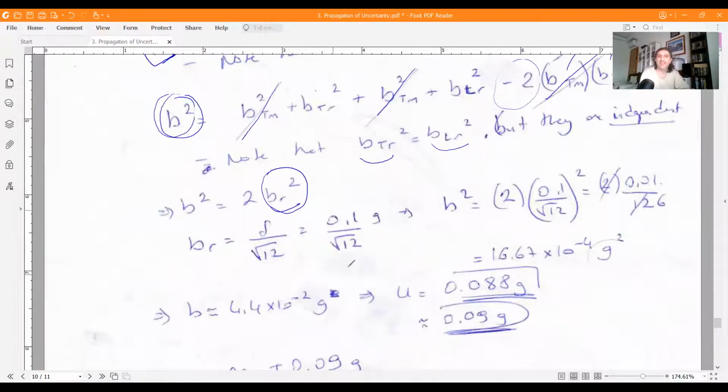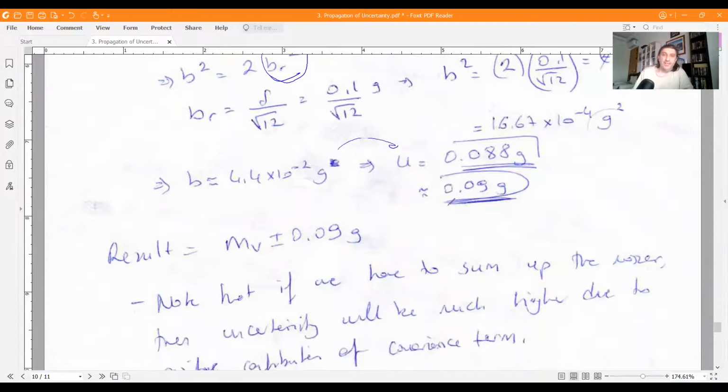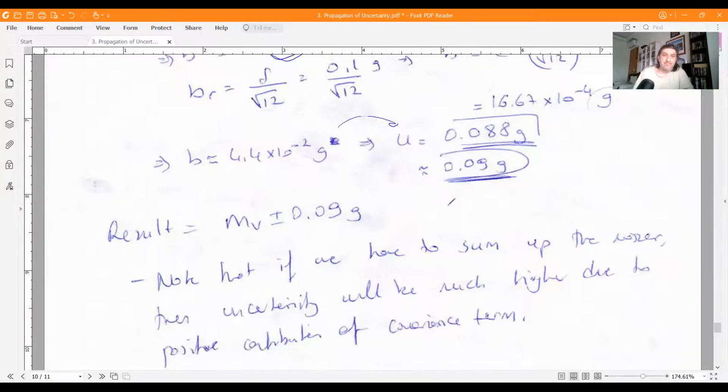So BR is found here like this. Take the square. You can go over this computation. It's pretty much easy. And then we find the uncertainty, and I should have multiplied somewhere here. Yeah, going from this step to the step, I multiplied, right? By 2. This is the result that we obtain.